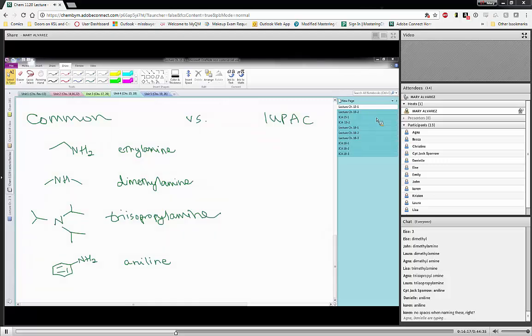No spaces when naming these. That's exactly right, Karen. Unlike common names for, say, ethers or alcohols where you've got a space, here we don't put a space. Good observation.